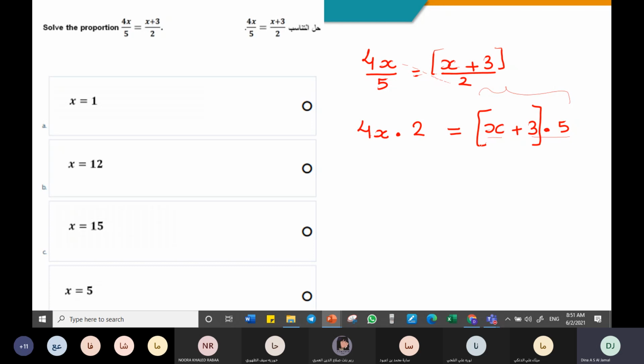Whenever I'm having a bracket and a number multiplied by it outside, how can I simplify this? Distributive property. Excellent. Distributive property. So solve using the distributive property. 15 plus 5x. Good. Or let's write it in detail. 5x plus 3 multiplied by 5. And here I'm having 4x multiplied by 2. Let's now write it in detail. What is 4x multiplied by 2?